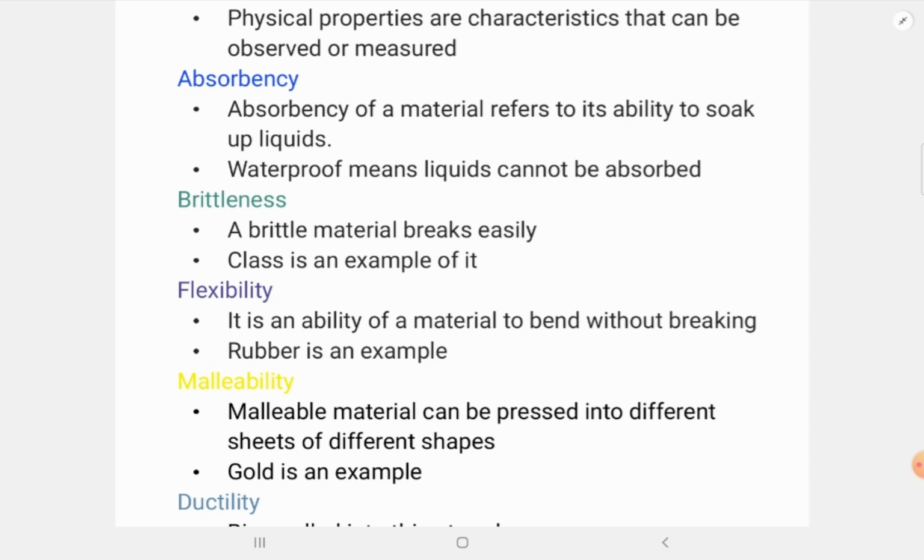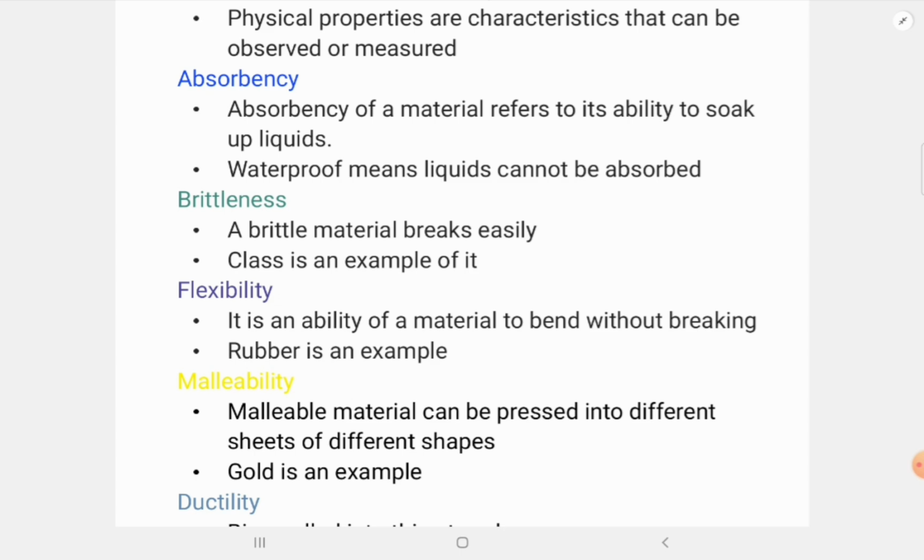Flexibility. It is the ability of a material to bend without breaking. Plastic or rubber is an example of flexible material. Malleability. A malleable material can be pressed into sheets of different shapes. Most metals are malleable. Gold, copper, iron, aluminium, and platinum are examples of malleable metals. Ductility. A material that is ductile can be pulled into thin strands. Most metals are ductile and can be used to make wires.